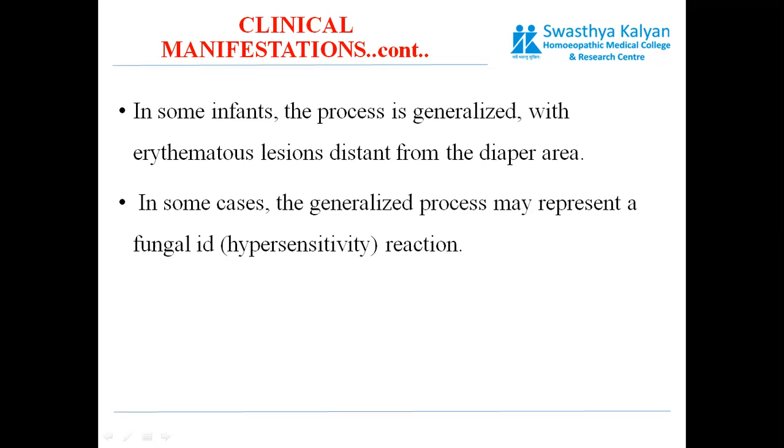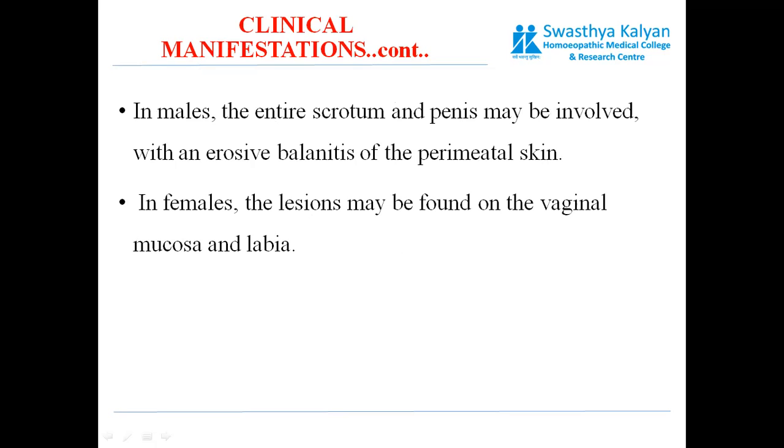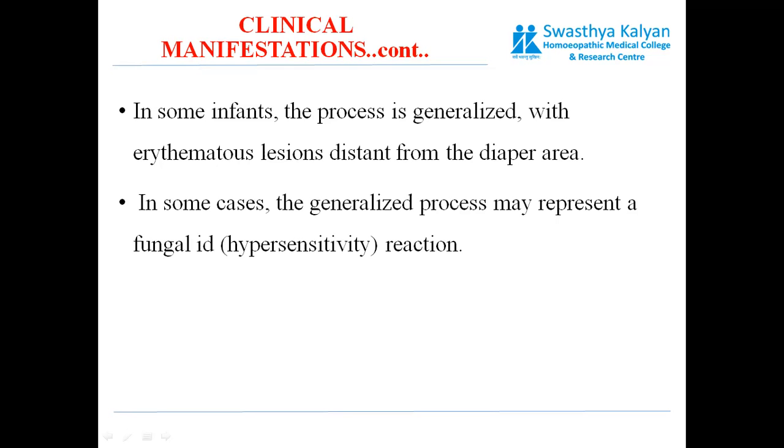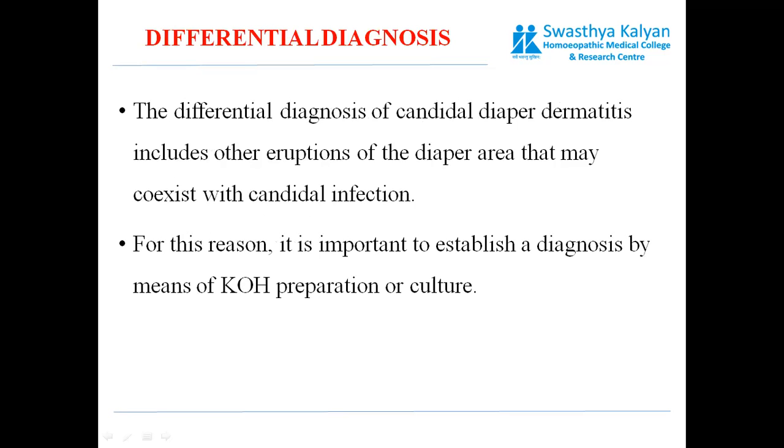In some infants, the process is generalized with erythematous lesions distant from the diaper area. In some cases, the generalized process may represent a fungal ID, that is, a hypersensitivity reaction. So the points to remember are the satellite pustules and the erythematous confluent plaques. In males, there will be erosive balanitis, and the entire scrotum and penis is involved. In females, the lesions are found on the vaginal mucosa and labia. So this was the clinical manifestation of diaper rash.